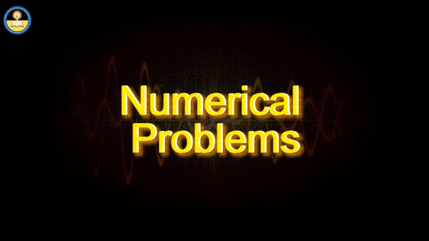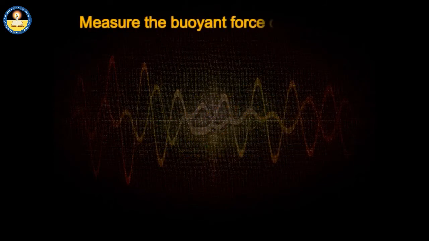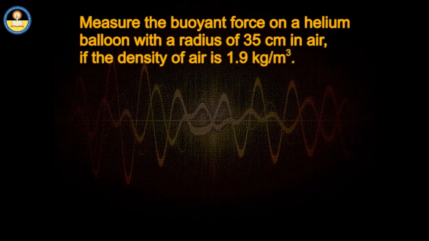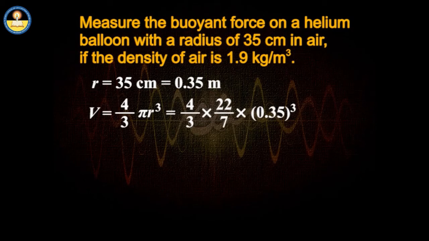Let's try some problems. Measure the buoyant force on a helium balloon with a radius of 35 centimeters in air, if the density of air is 1.9 kilograms per meter cube. Here, the radius of the balloon is 35 centimeters or 0.35 meters. Hence, the volume of the balloon is 0.17967 meter cube. This is also equal to the volume of air displaced by the balloon.